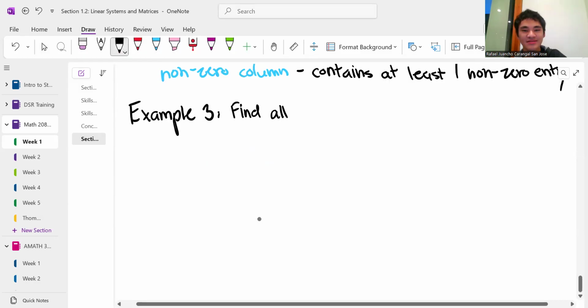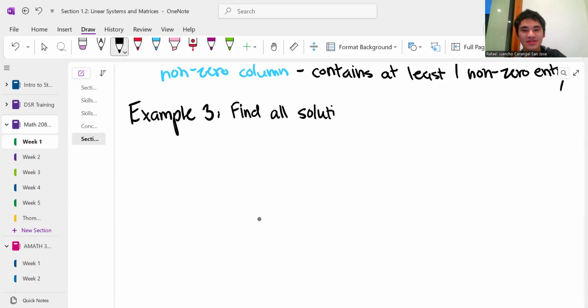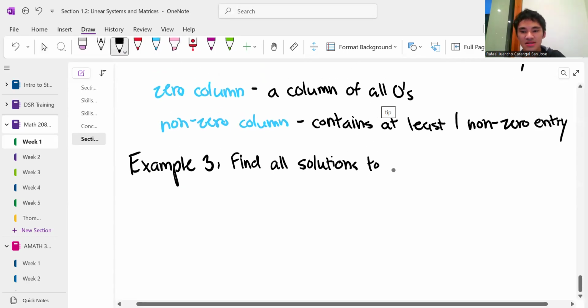So here we're being asked to find all solutions to the linear system. Why is it showing that thing? That's so weird. I don't know if you guys can see that. Maybe it's because I'm in the textbook, that's why.